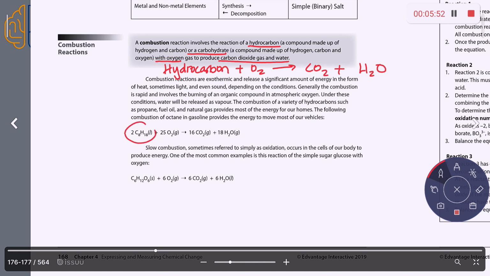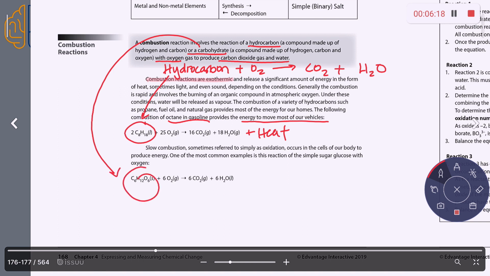So for instance, here is a hydrocarbon, C8H18. This is octane. It's in gasoline. It provides a lot of energy to move your car. This is also going to release a bunch of heat. So that means that combustion reactions are exothermic. Sometimes they're going to release sound and even light. An example of a carbohydrate undergoing combustion would be down here. This is glucose. Okay. Let's take a look at the next page.